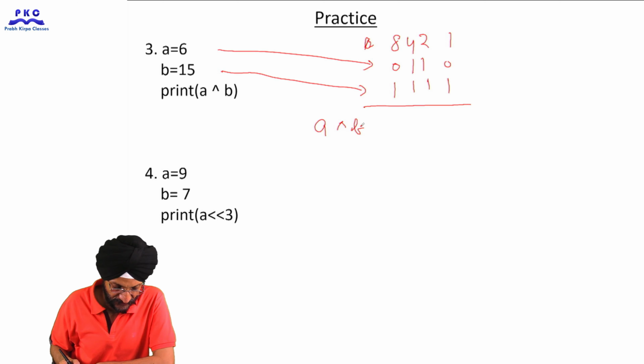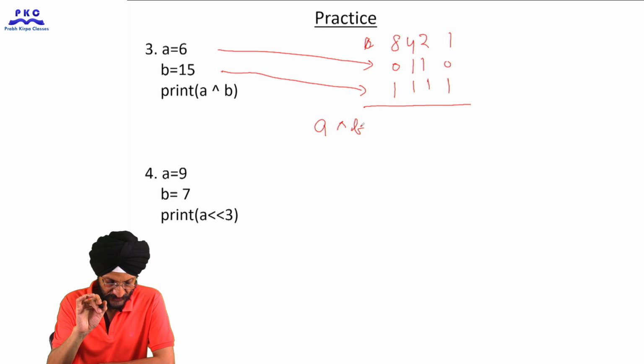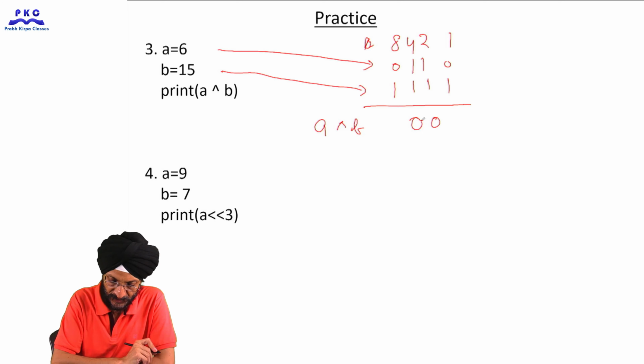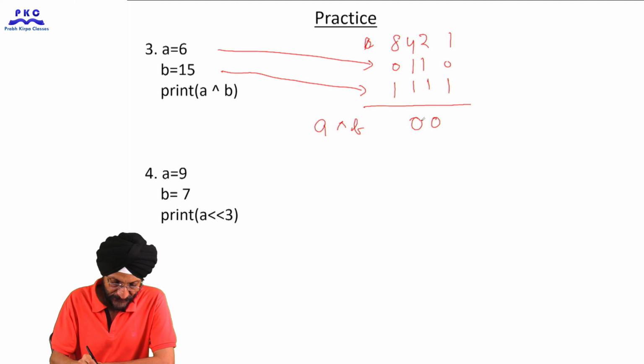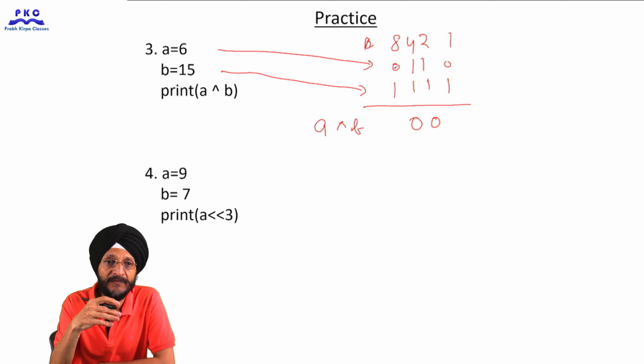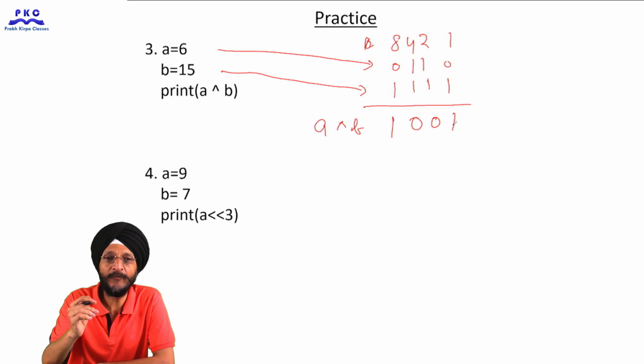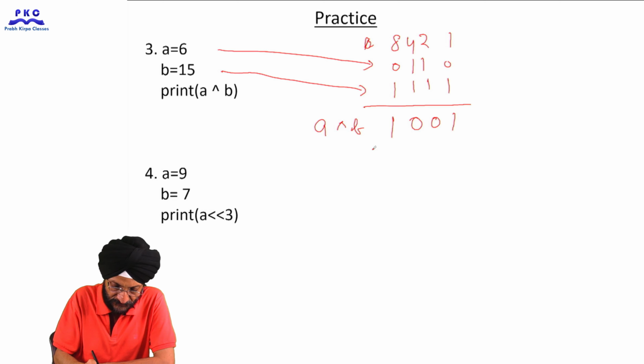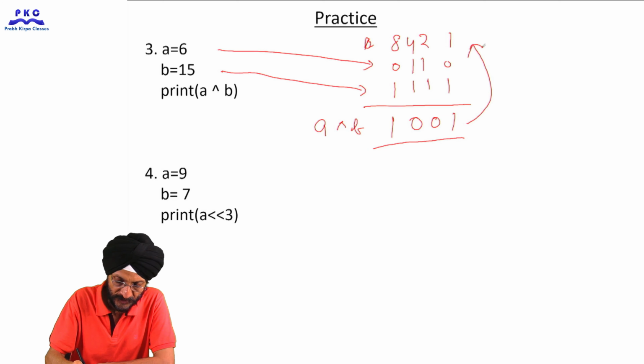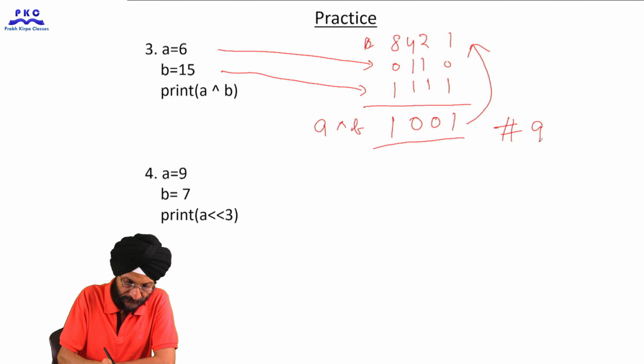It returns 1 if the bits are different. If both the bits are the same, it will give 0. Both the bits are the same here, so it is 0. If the bits in that position are different, where is it different? It is different here. In case of different bits, we write 1. In case the bits are the same, we write 0. So what is the final result? 1, 0, 0, 1. We will convert it using this. So what is the output? 8 plus 1, 9.